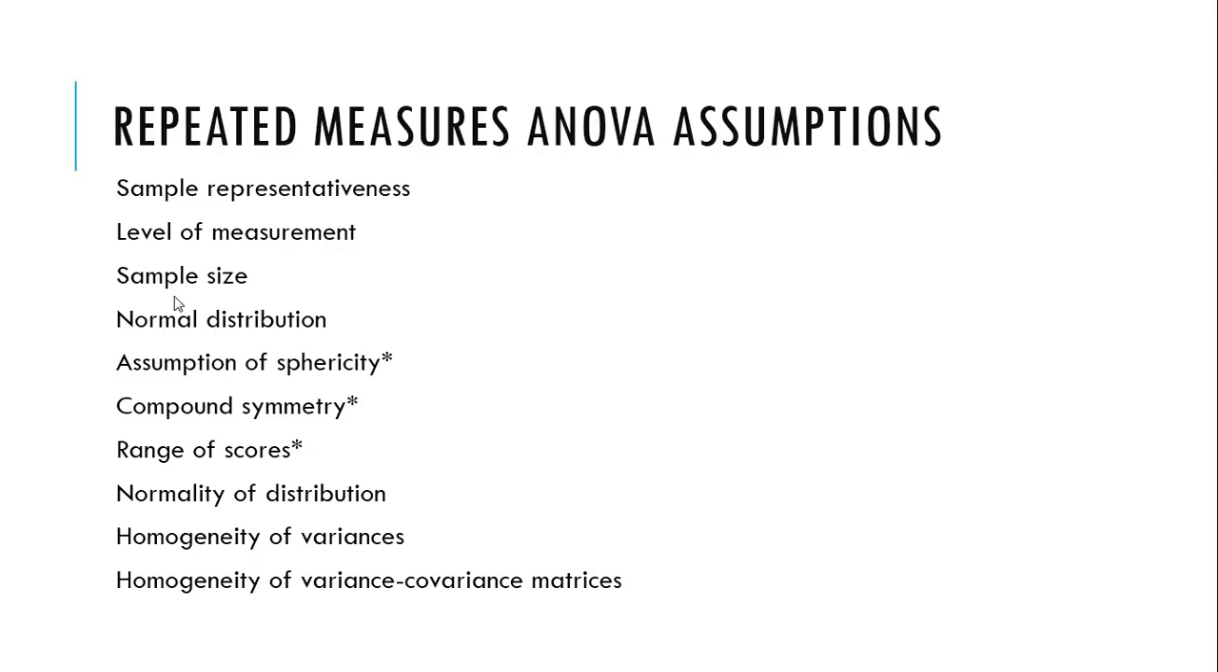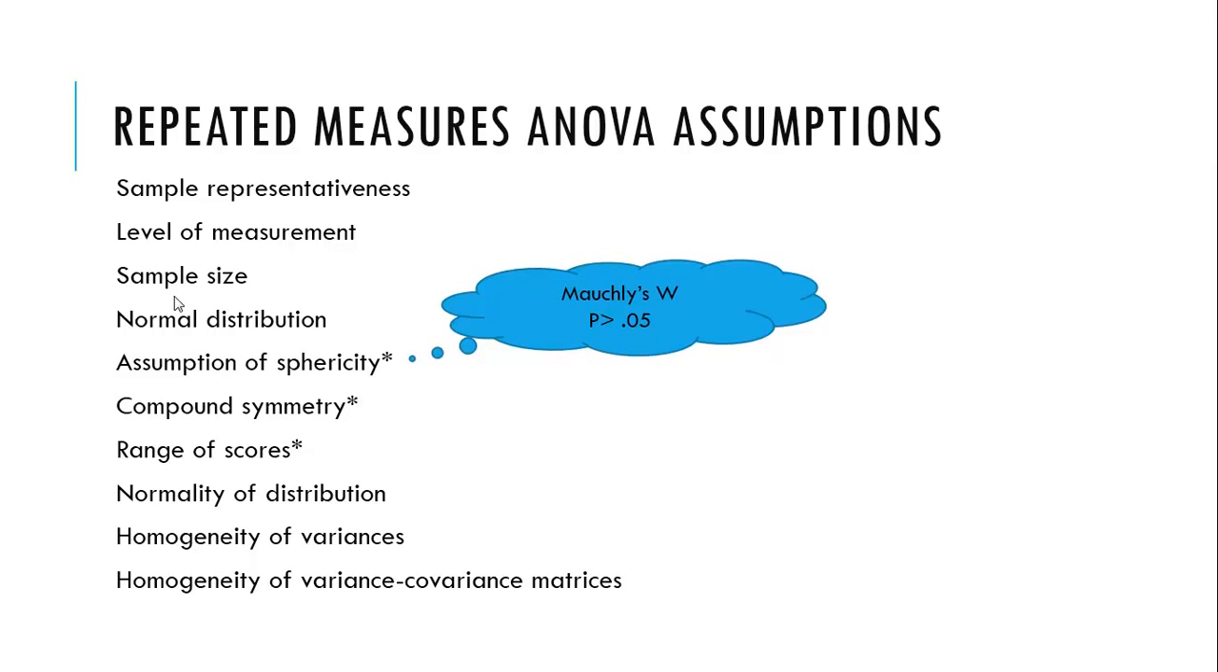Again, remember we check Box's M to see if this is right, and we look at the P. The P should be larger than 0.001. Now, I wanted to go back to the assumption of sphericity, that we check this by looking at Mauchly's W, and the P should be greater than 0.05 for this assumption to be met. So that's the test that we use for the assumption of sphericity.